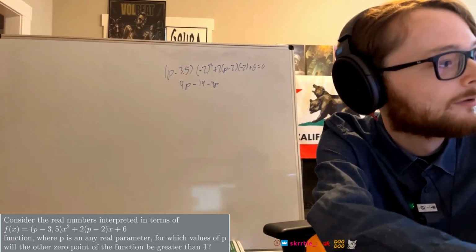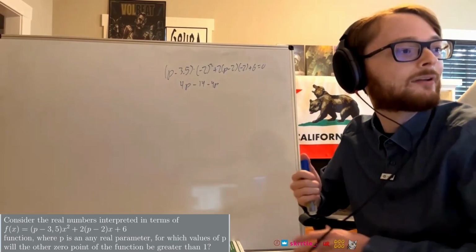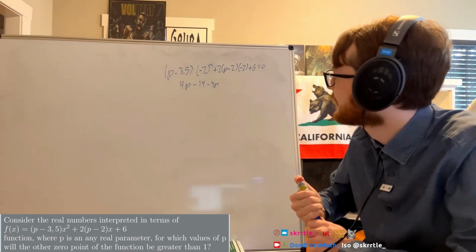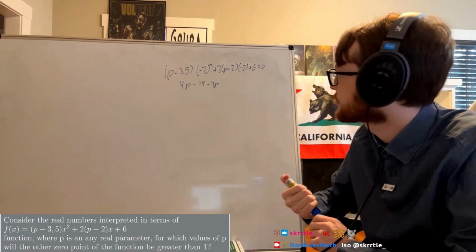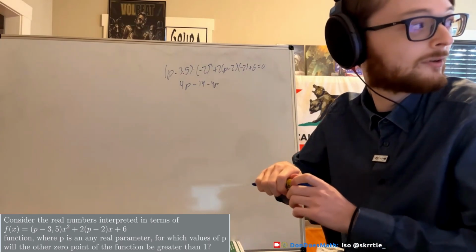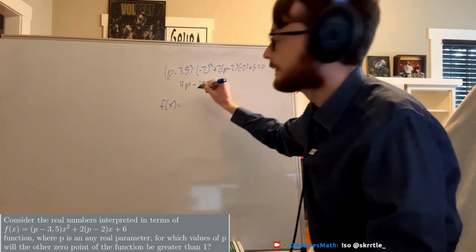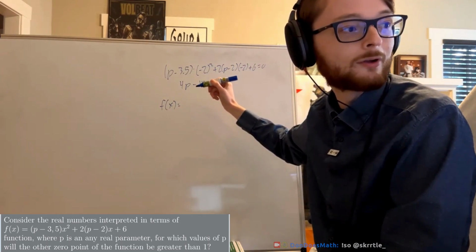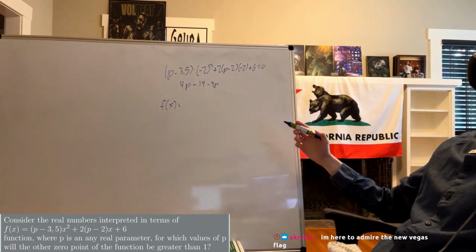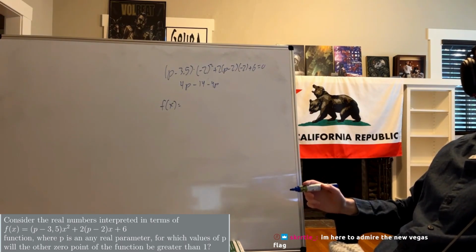Hey, Skirtle. Got the doo-doo. Hope you're doing good. Okay, so maybe let's try equating coefficients, because we do have... Okay, actually, well, now I'll just rewrite the original function. Down here it's more confusing. Here to admire the new Vegas flag. Oh, yeah. Wait, which way do I move? There we go. This is what the rest of the stream will be. I'm just going to stay still, even though it's cut off.